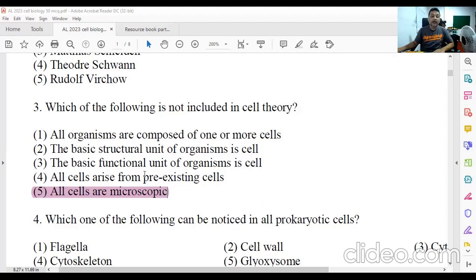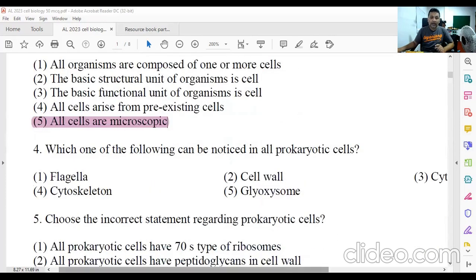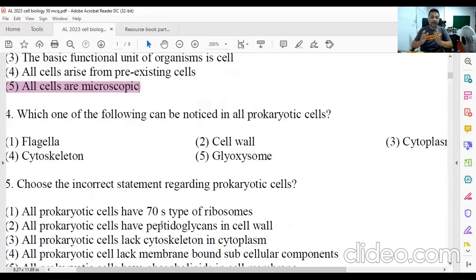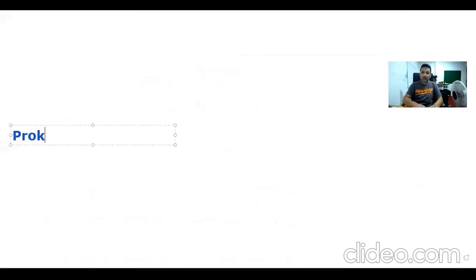Okay, coming to the fourth question. In the fourth question, you children are asked which one of the following can be noticed in all prokaryotic cells? In it, the first thing you pointed out is flagella, right? Certain points regarding prokaryotic flagella you should know. I am not speaking about eukaryotic flagella. I'm speaking about prokaryotic flagella.